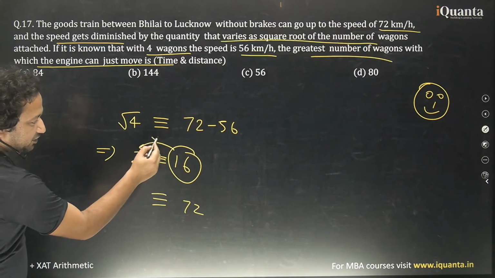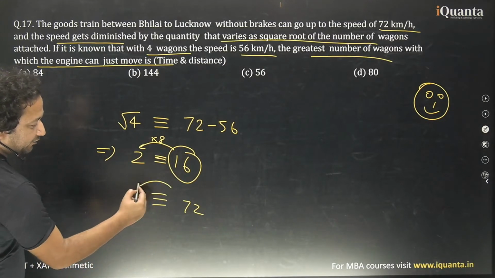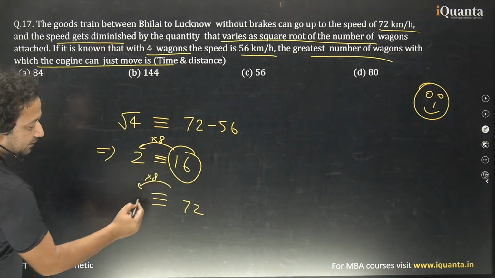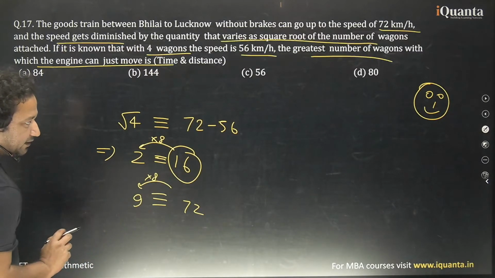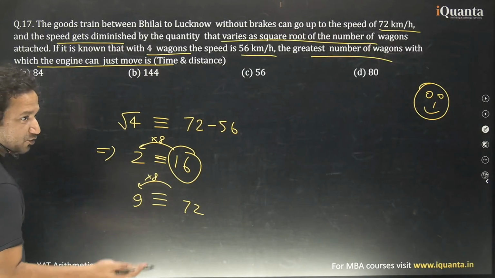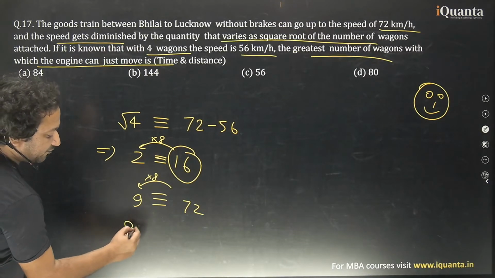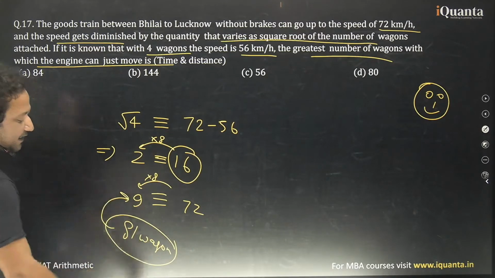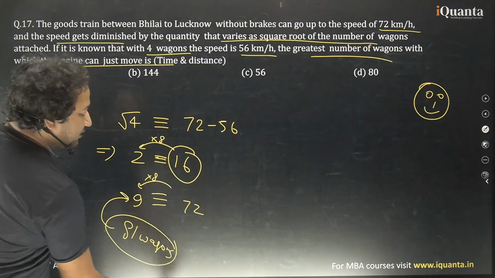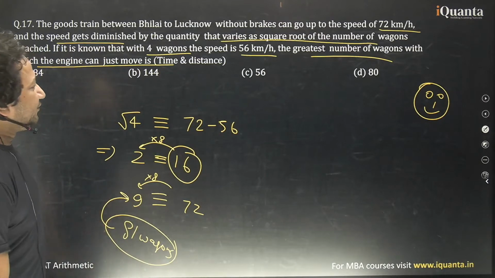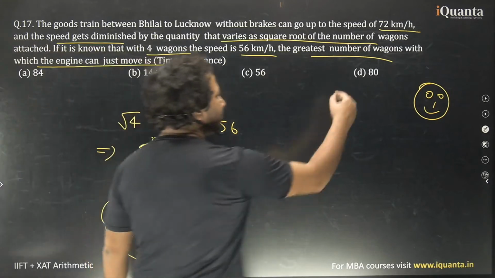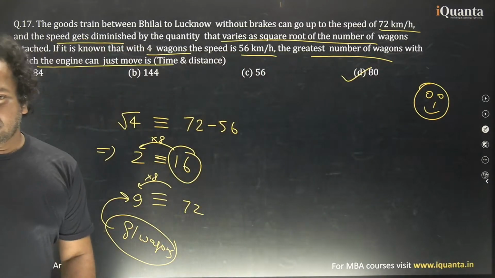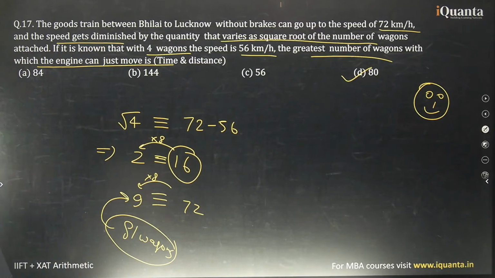This is multiplication by 8, isn't it? So here we will have 9, isn't it? And square root of 9. So 9 is the square root of the wagons attached. So overall, if 81 wagons, 9 is the square root of the number of wagons attached. If 81 wagons are attached, the engine would not move at all. It will just move if we remove one wagon, that is 80. Is that clear? Is that clear, everyone? Cool enough?